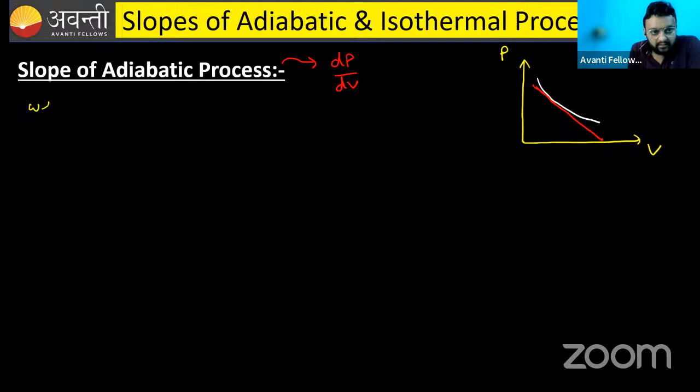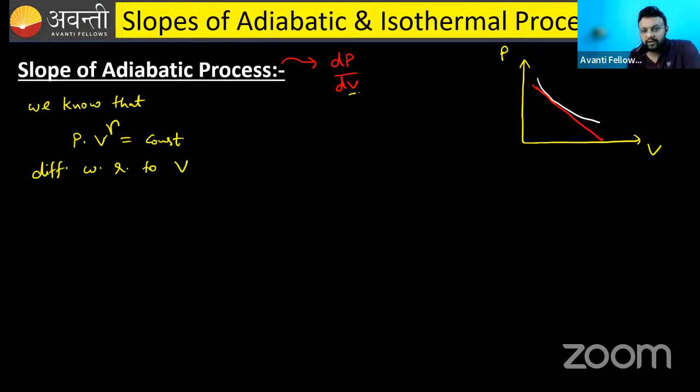We know that P into V raised to the power gamma is equal to constant. And you want to calculate dP over dV. So the first thing that should come to your mind is that we need to differentiate this equation. And if I differentiate it, let's say, differentiating with respect to V, with respect to V.